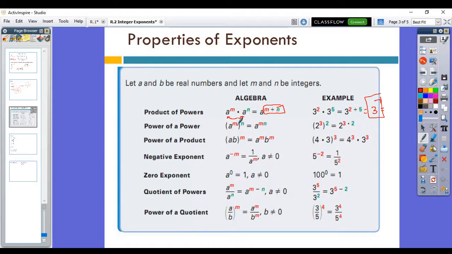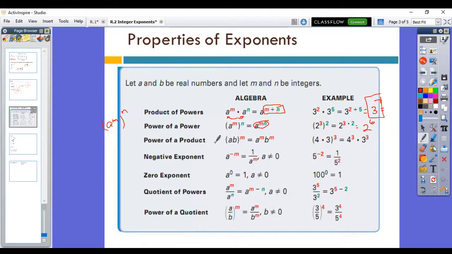Now, a power of a power. If you have a to the m to the n power, sometimes you'll see that like this, looking like it's higher up, but side by side as well. You then multiply these exponents right here. So for example, 2 to the 3rd to the 2nd power is 2 to the 3 times 2. So it gives us 2 to the 6th power.